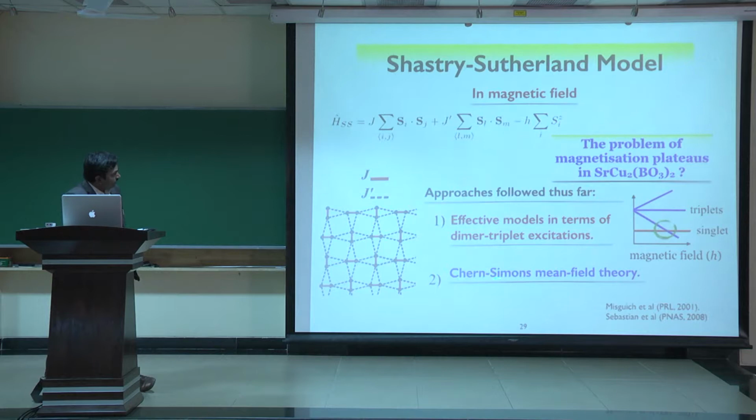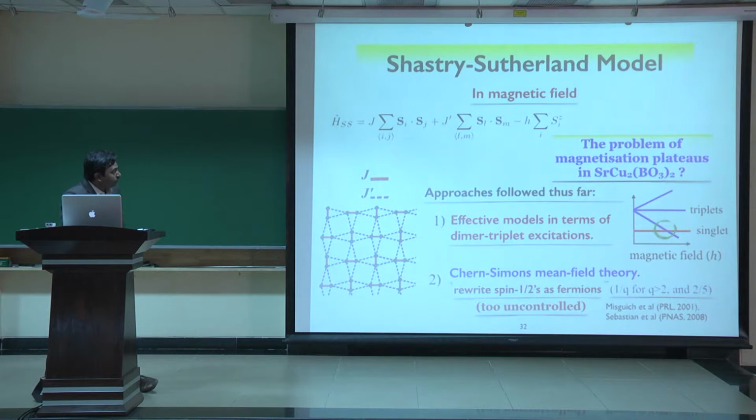Then the other approach, not so popular, at least in this context, is the Chern-Simons mean field theory, which was pioneered by Misguich and Stephen Givon and so on, and revisited by a number of people. Cristiano Batista and Sebastian did experiments and tried to fit with the theory. The basic idea of Chern-Simons mean field theory is that you rewrite spin half as fermions. It's like a Jordan-Wigner type problem, but in two dimensions. And we all know in two dimensions it's not as neat as in one dimension. For instance, they predicted that within this theory you will find plateaus at all such fractions 1 by q, where q is greater than 2, and a special one at 2 by 5.